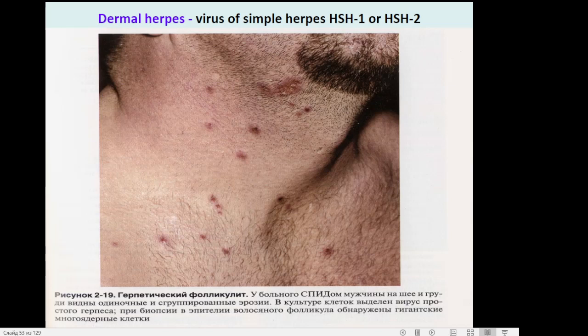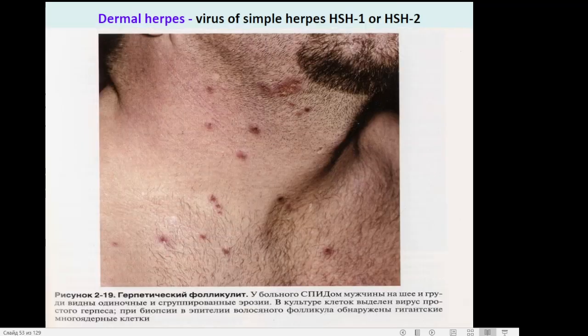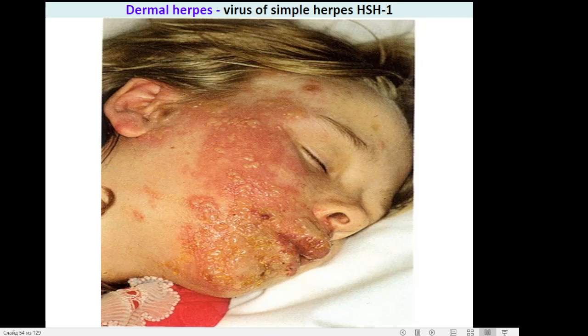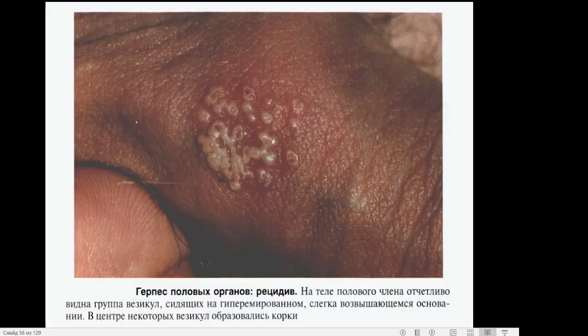This is a picture about herpetic infection, a simple herpetic infection in a patient with HIV. This picture again is not for deep immunosuppression, but for mild to moderate immunosuppression. This picture of course is associated with more deep immunosuppression, and these pictures are of course terrible. Next, damage of genitals with herpes virus, damage of skin.